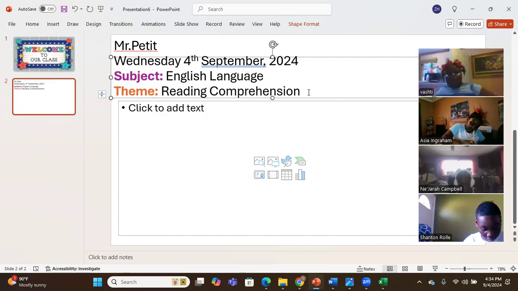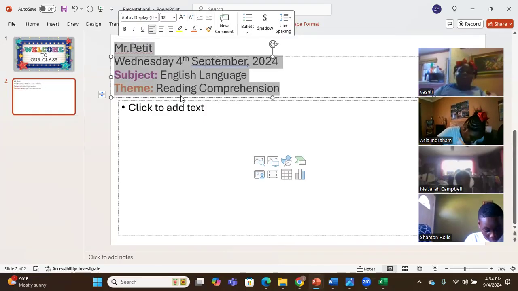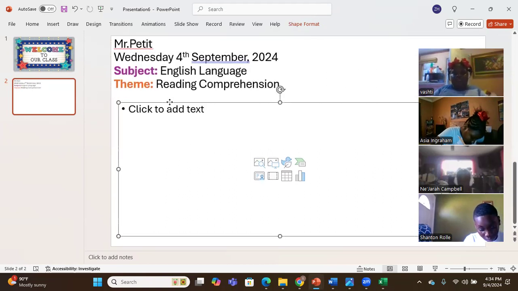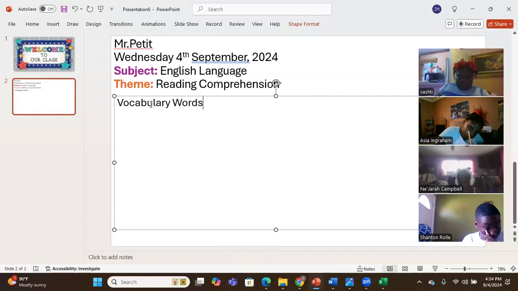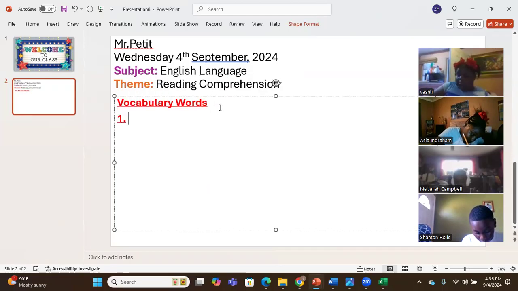So let's first start off with some vocabulary words. These vocabulary words are going to give you a hint or indication of what the story is going to be about. So let's look at the vocabulary words. Let me underline that. Let's begin with number one.